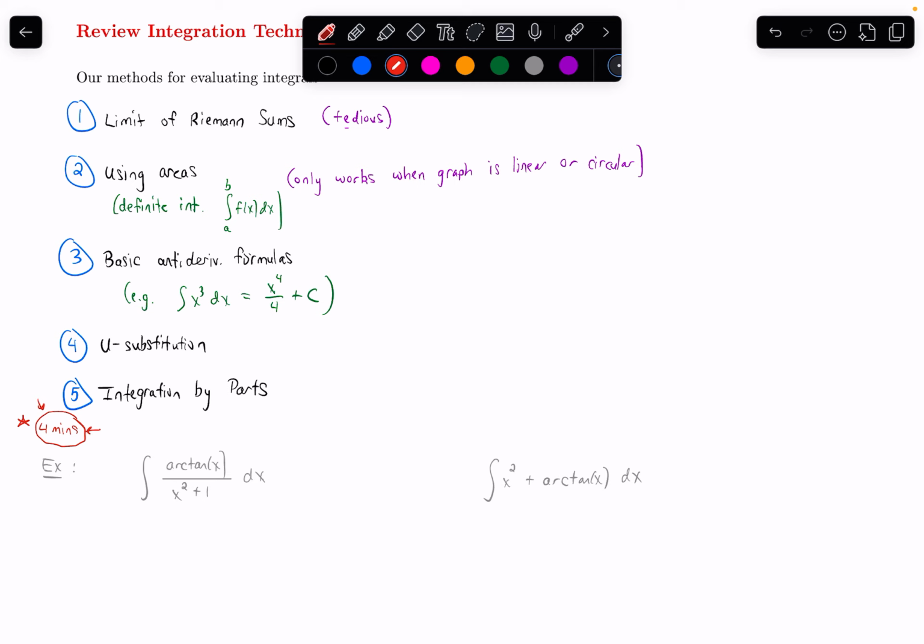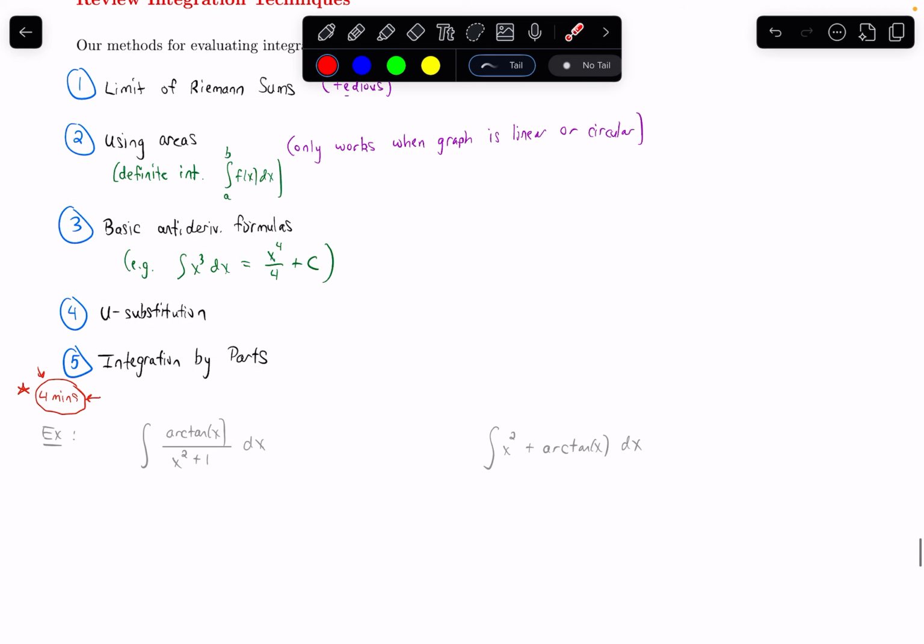All right, so hopefully you did that. Hopefully you paused it and tried it. Let's talk about each of these. So for this first one, I noticed that I see arctan here. I also see its derivative in the function, because the derivative of arctan is 1 over x squared plus 1. So when you see a function and its derivative in there, that's a tip off to try U substitution and let U be that original function.